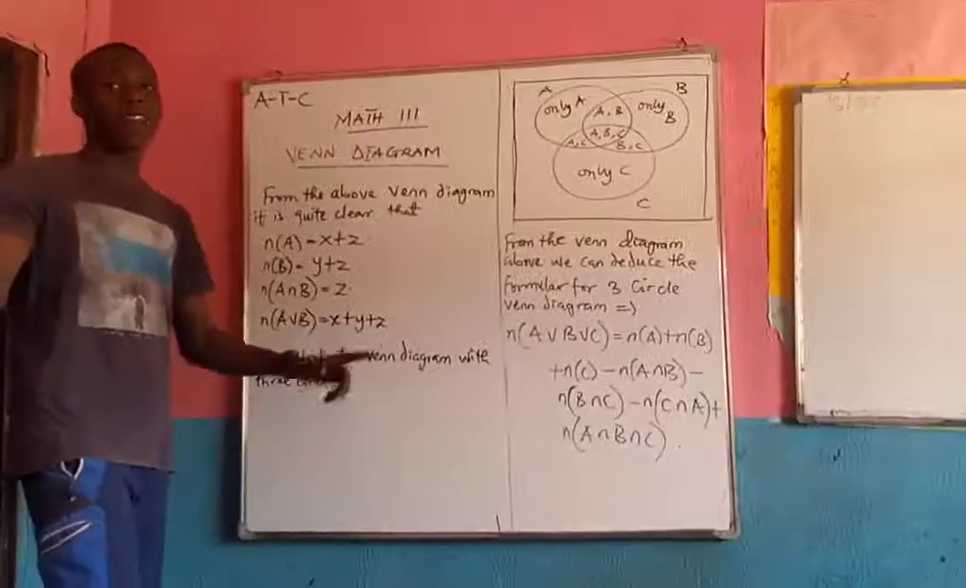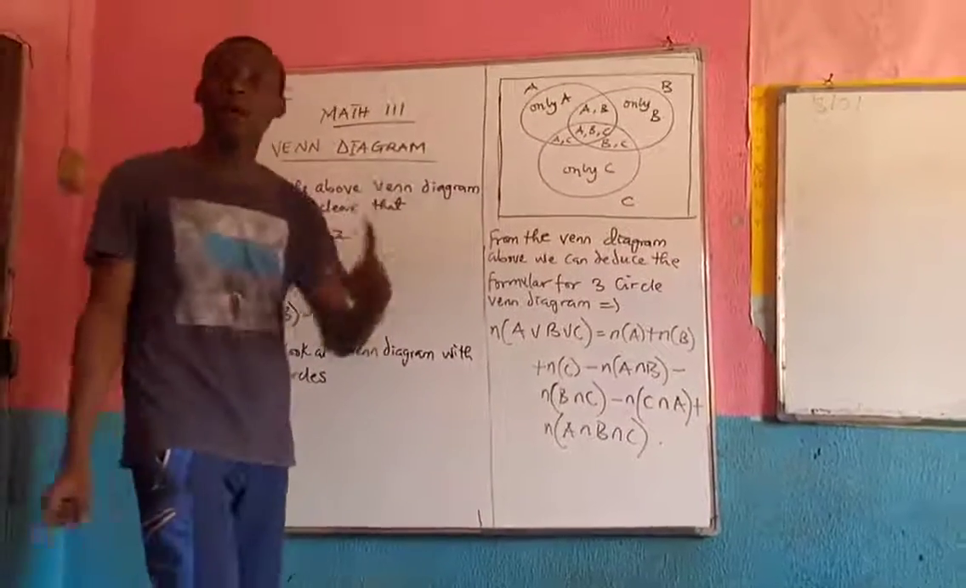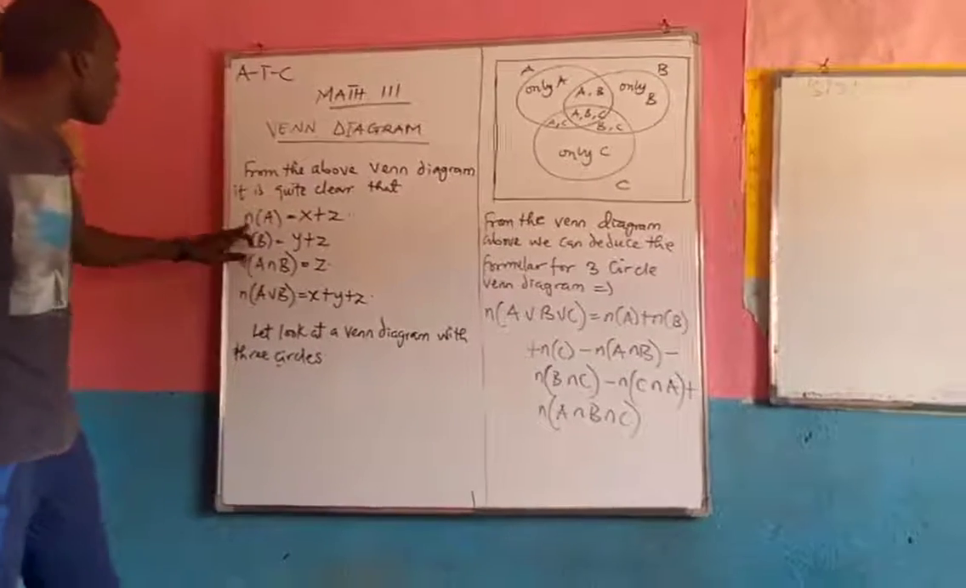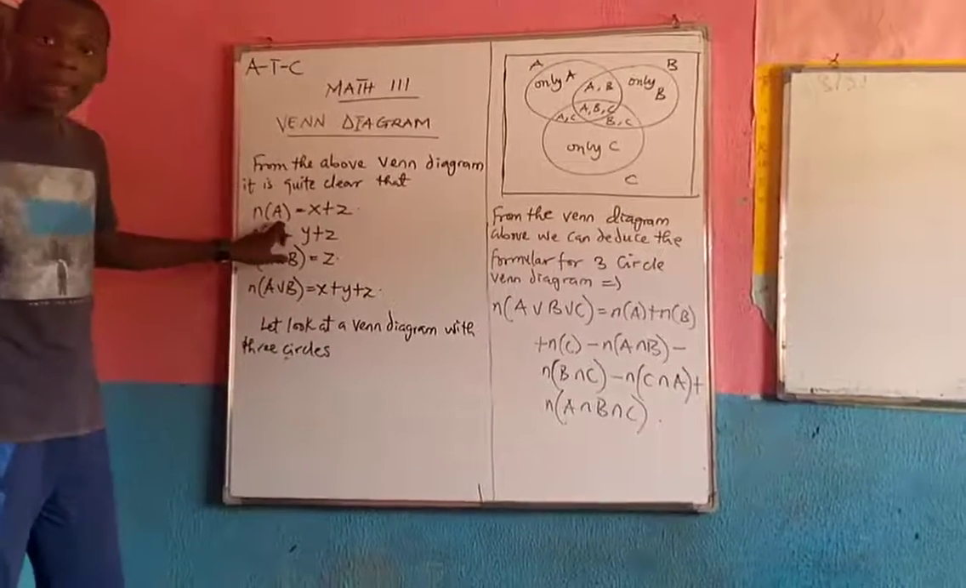From the previous Venn diagram I drew, which was a Venn diagram with two circles, we can deduce that the number of elements in set A is equal to what?